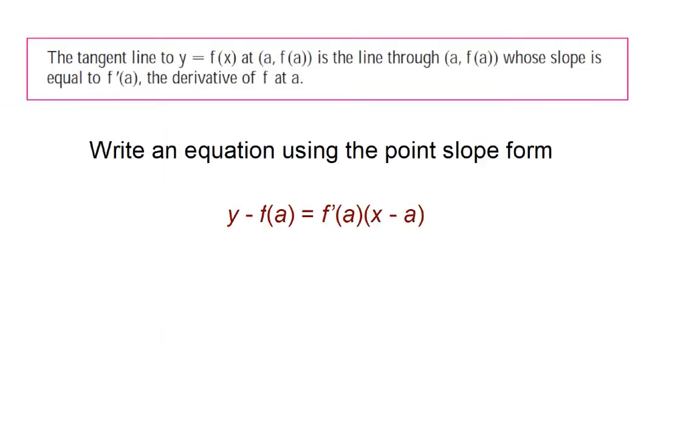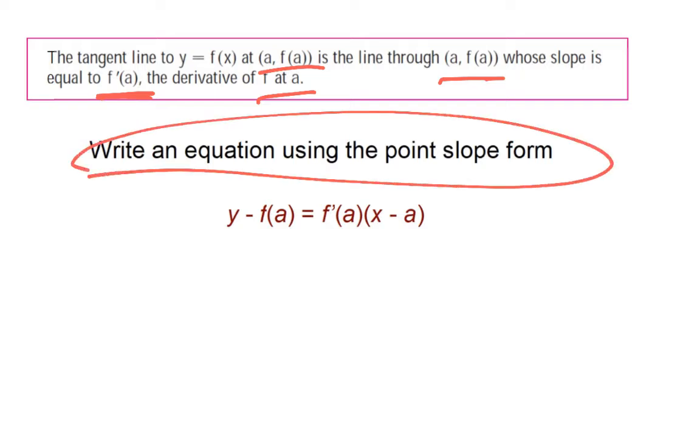We've done this, but just pointing it out, when we want to find the equation of the tangent line to y equals your function, you're going to have your point. It's the line through that point whose slope is equal to the derivative of f at a. And so then to write the equation, you're going to use point slope form. And so your slope is the derivative.